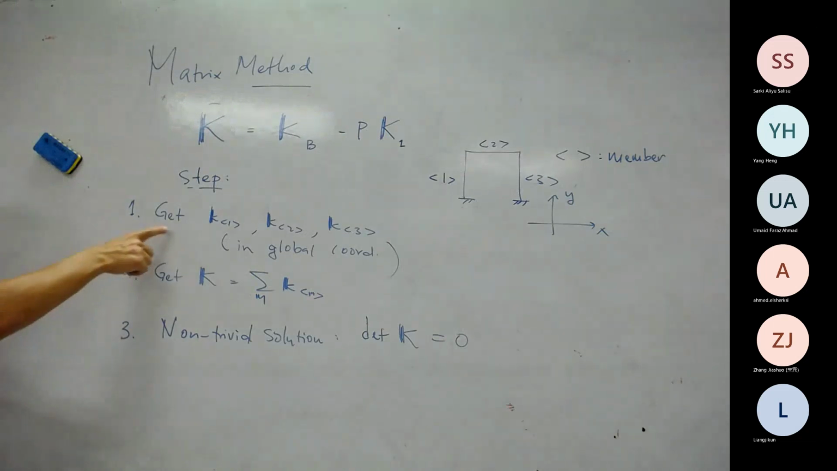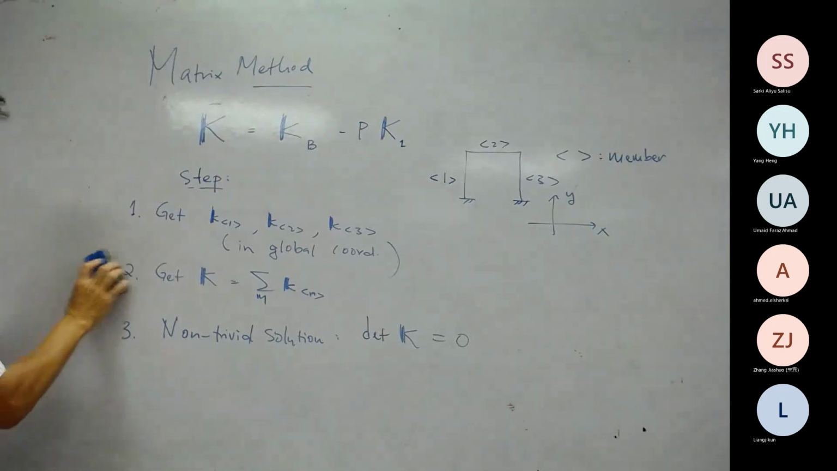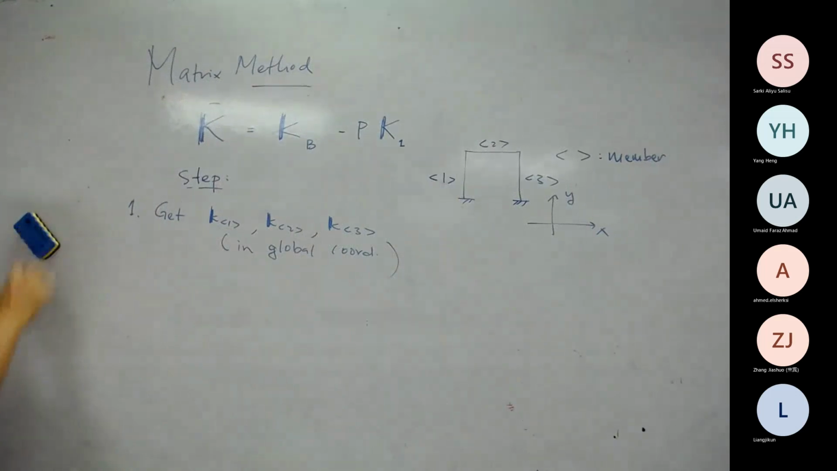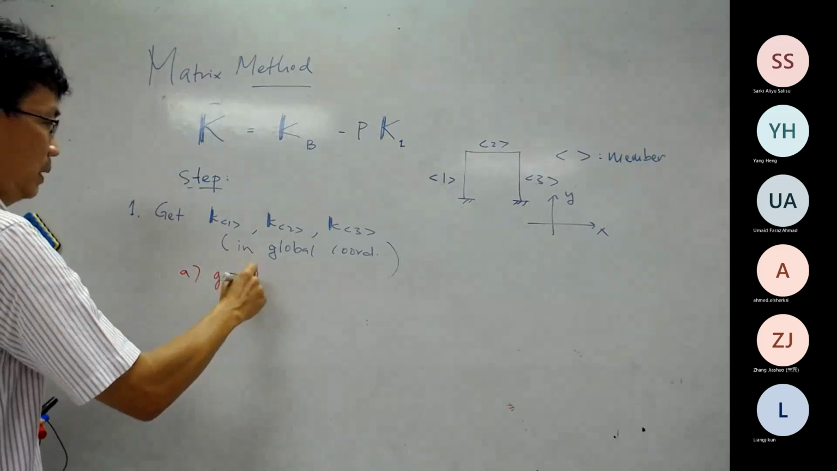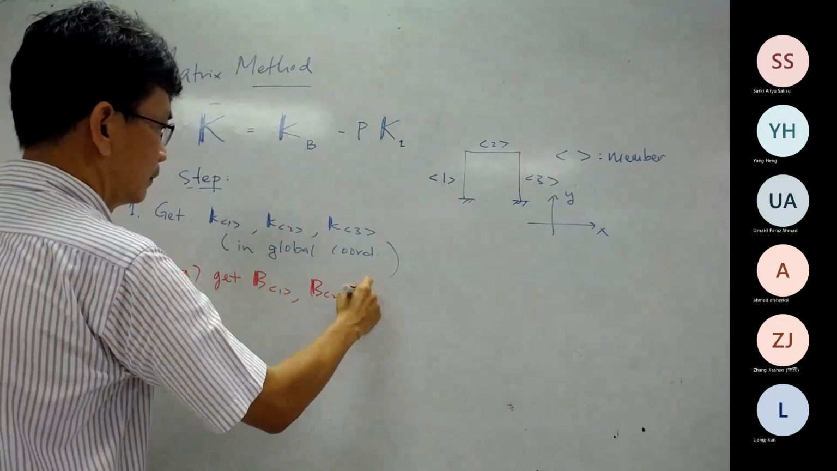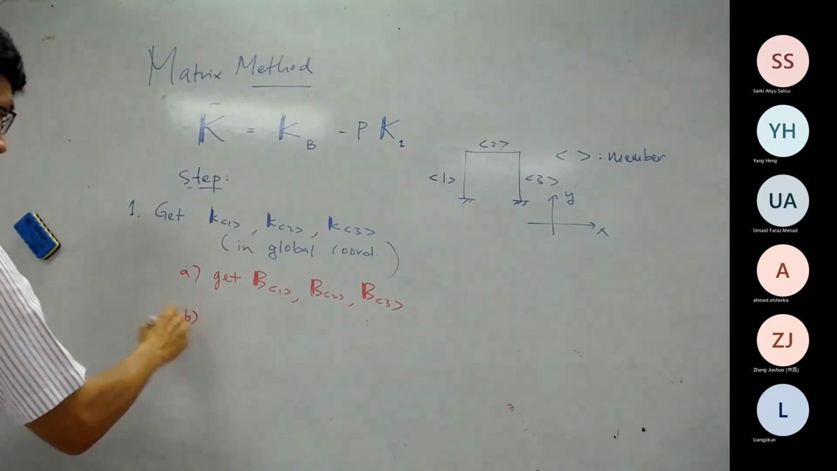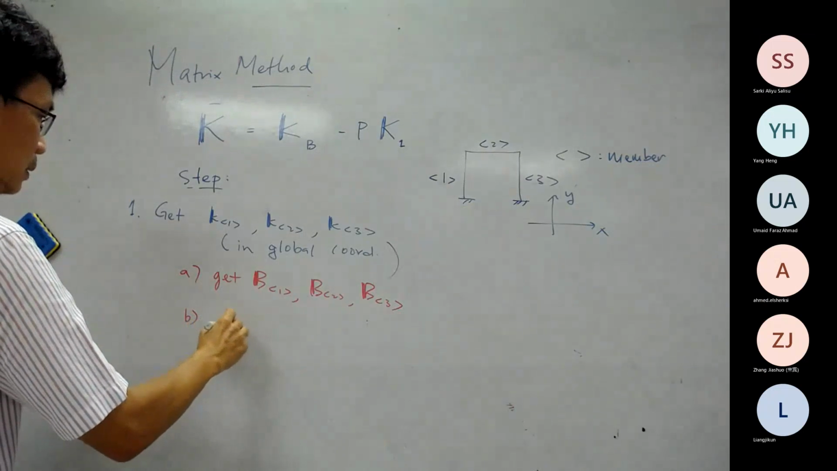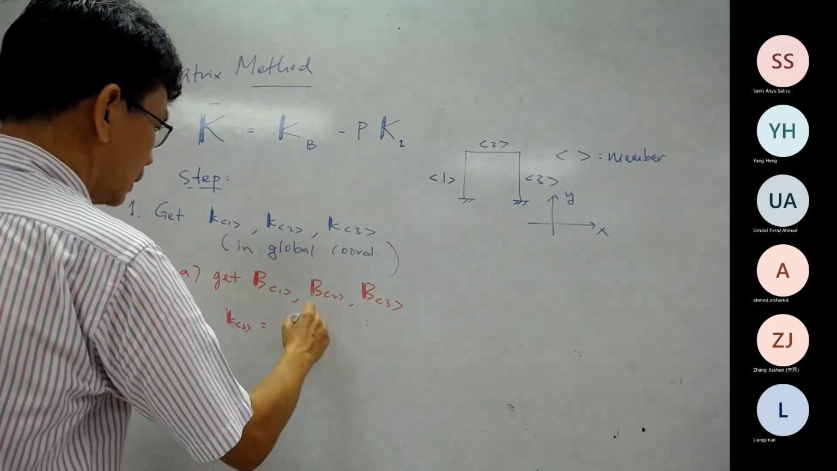But the most time consuming part is to get this. This is taking a lot of time. So how to get this? Let me go into detail. To get this, you must get the B matrix, and then after that, only then can you calculate the K1, K2, K3.